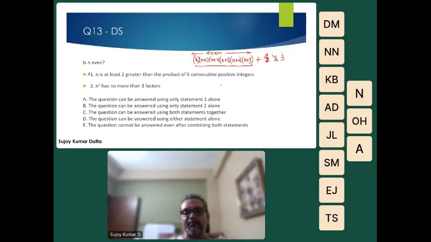So if you square any number, so if you square 2, how many factors does 4 have? You have 1, 2, and 4, 3 factors. If you square 3, 9, you have got 3 factors. If you square 7, 49, 1, 7, 7 squared, 3 factors. So any prime squared will always have 3 factors.